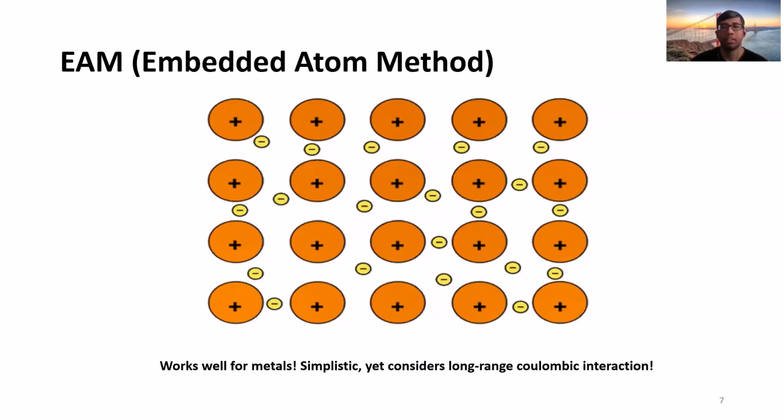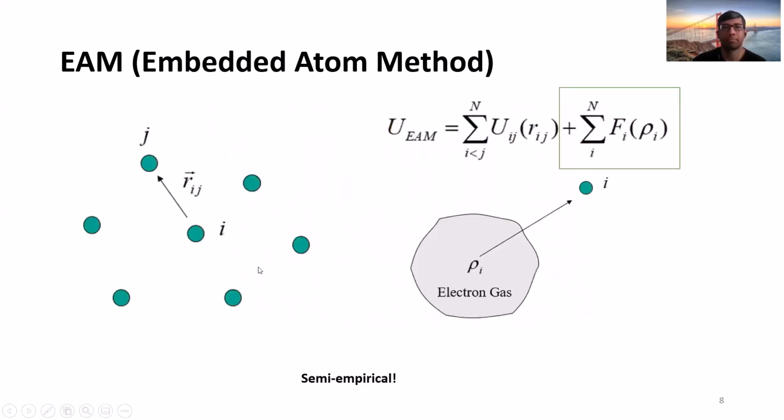But you can see that there are several pros and cons in this system. It's still simplistic. It doesn't consider all the interactions present in a system, but it considers a long-range Coulombic interaction because it treats every atom as immersed in an electron density field. So that's why this kind of interatomic potential works well for metals.